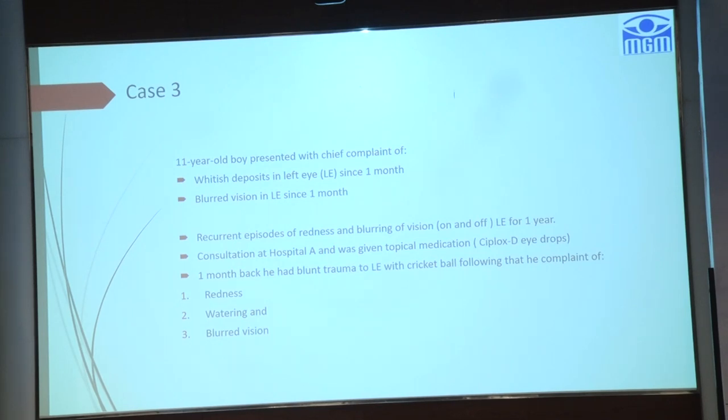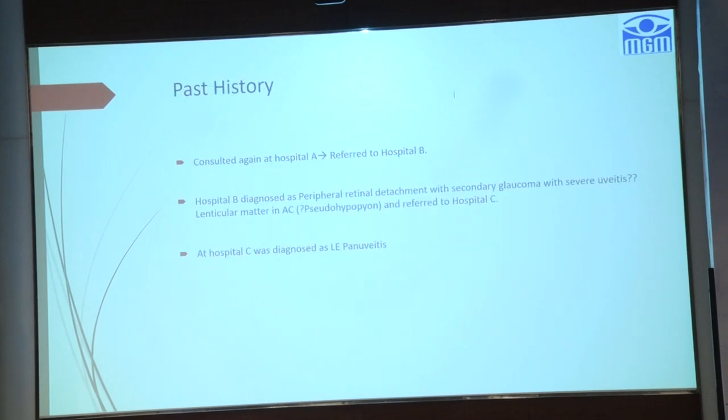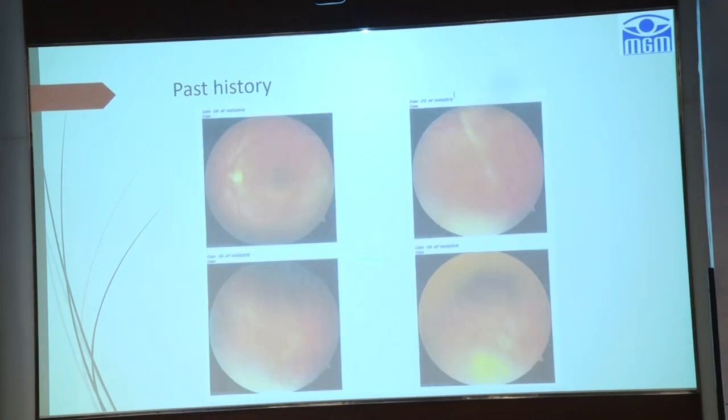1 month back, he had a history of blunt trauma to the left eye with a cricket ball, and he complained of redness, watering, and blurred vision. So from hospital A, he was referred to hospital B. At hospital B, he was diagnosed as peripheral retinal detachment with secondary glaucoma, severe uveitis, query lenticular matter, and referred to hospital C. In hospital C, he was diagnosed as panuveitis.